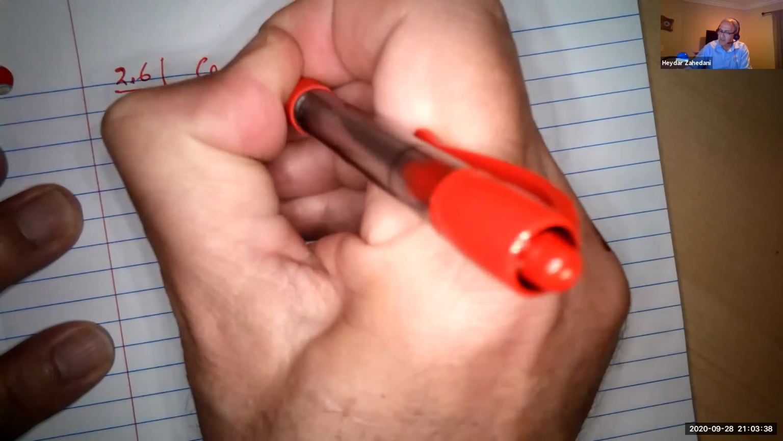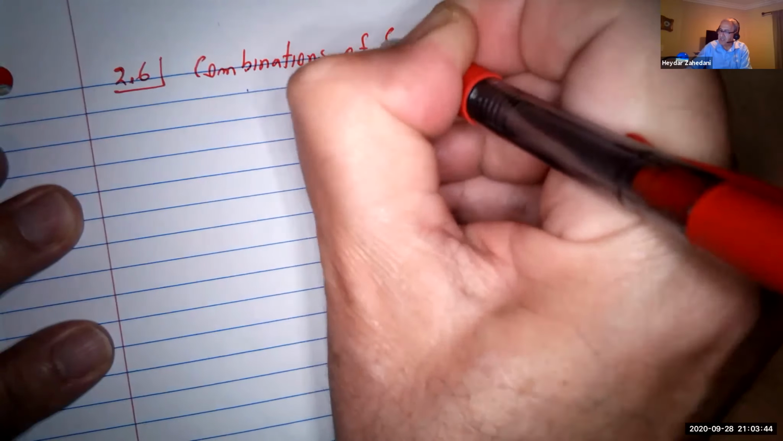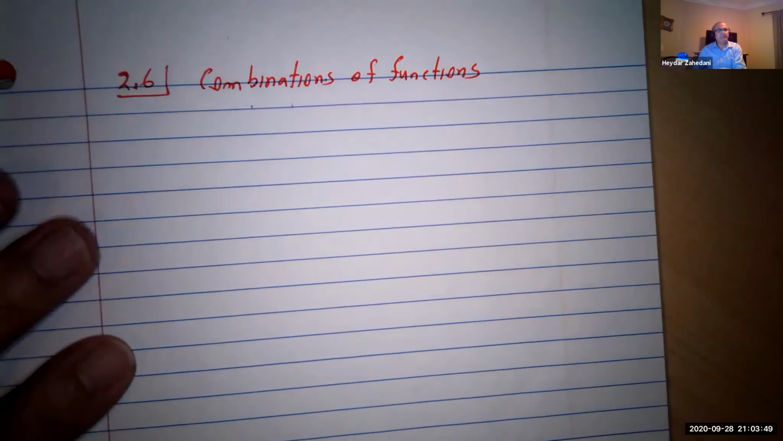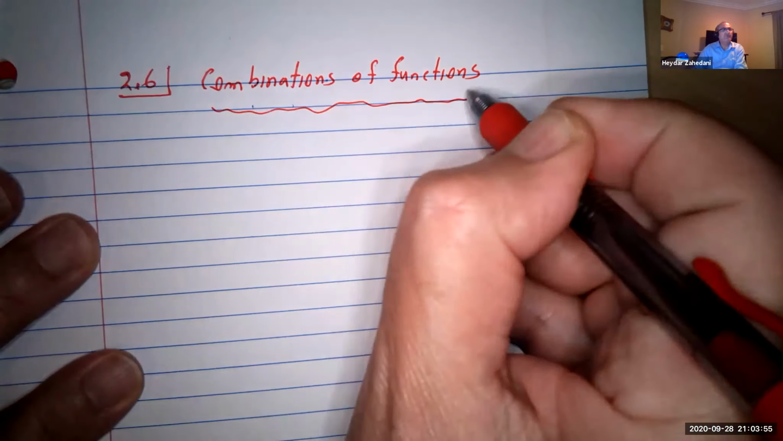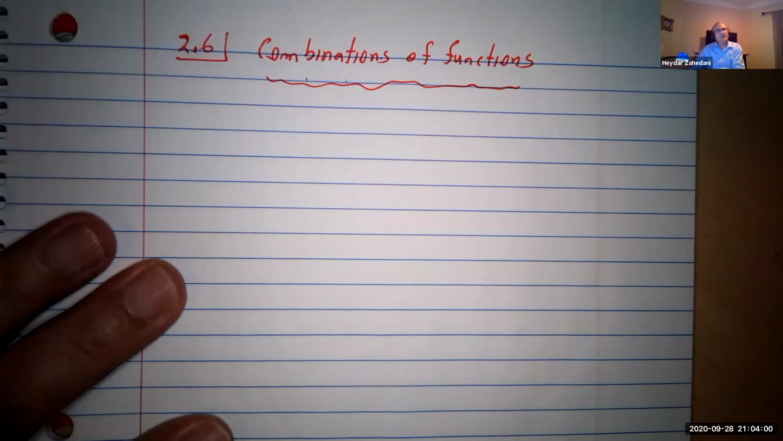This is the combination of functions, 2.6. What is the combination of functions? It means adding, subtracting, multiplying, and dividing. That's it. Okay, we give you one question on this one. It's very easy to operate. You need them for future. So two functions will be given, add, subtract, multiply, divide.